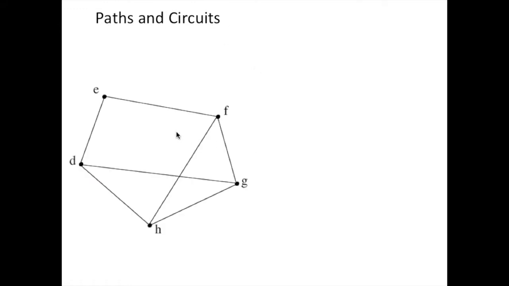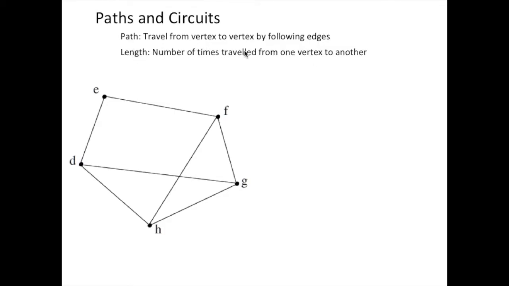Paths and circuits. Here we have a whole bunch of vertices and a whole bunch of edges connecting them. A path is the route that we travel from one vertex to another vertex by following edges. The length is the number of edges traveled from one vertex to another. From E to F is length 1. E to D is length 1, right? Even though they're not the same length visually, these are length 1 because it's one edge.